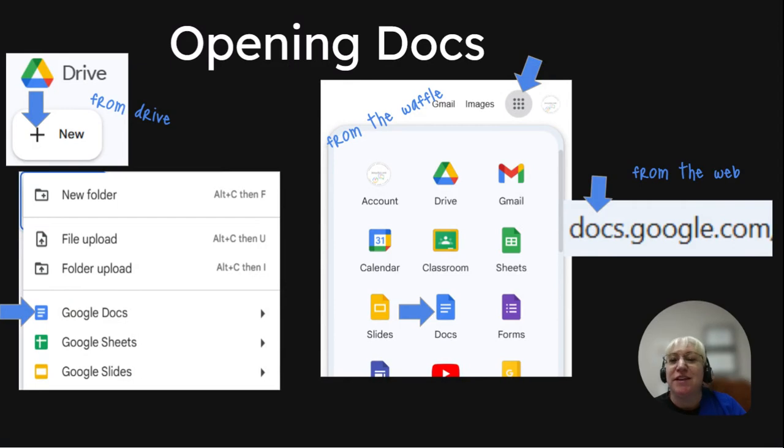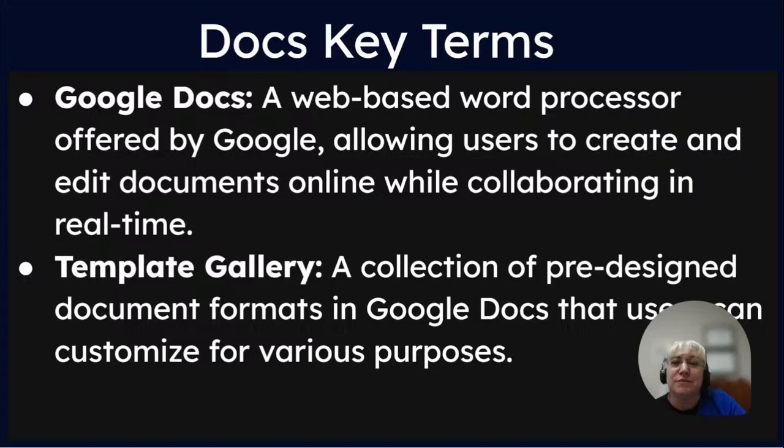There's three ways to get there. You can go to Drive and then to the New, scrolling down and choose the Google Doc icon. Alternatively, you can go to the waffle and choose Google Docs from the icon there. Or you can just go straight from the web, docs.google.com. See you there.